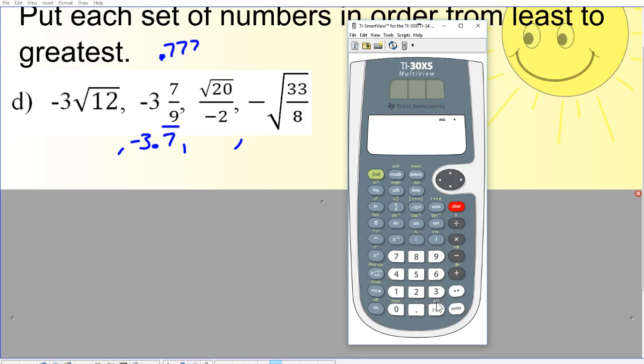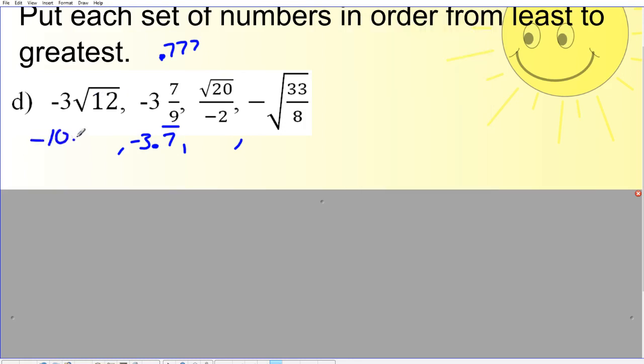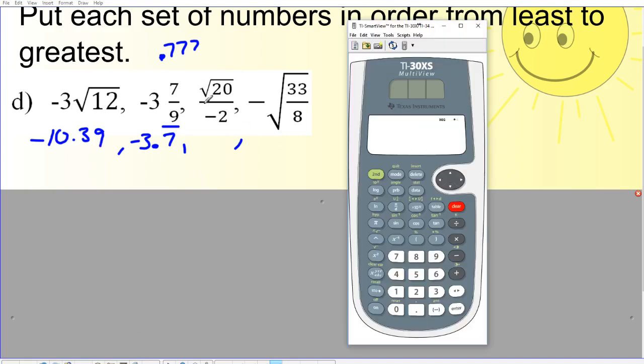All right. -3 times the square root of 12. I'm doing this first one. -3 times the square root of 12 is -10.39. Alrighty. Next one. Square root of 20 divided by -2. I'm not going to type it in all at one time. I'm going to do second, square root, 20, equals, get an answer. Now hit divide by -2. Now I'm curious, so let me write this answer down first. -2.23.